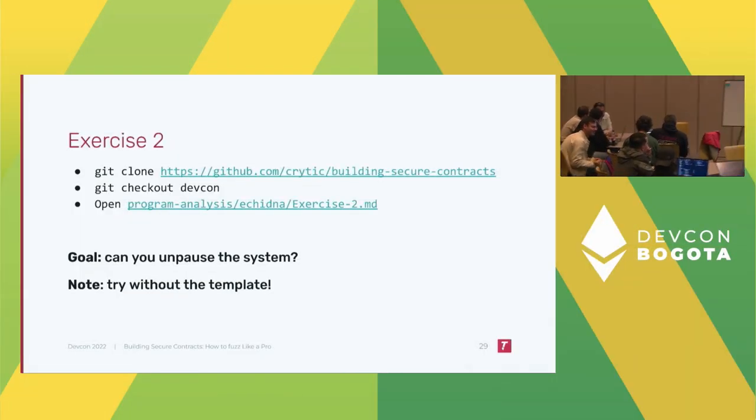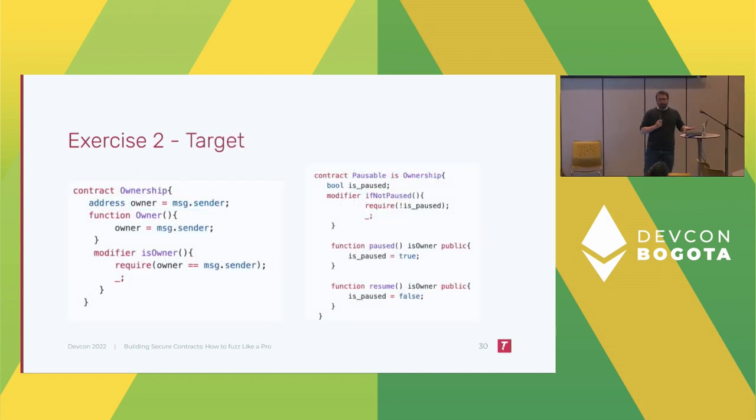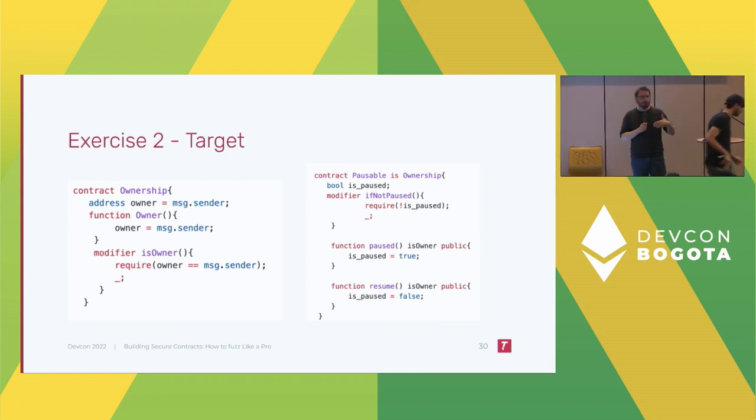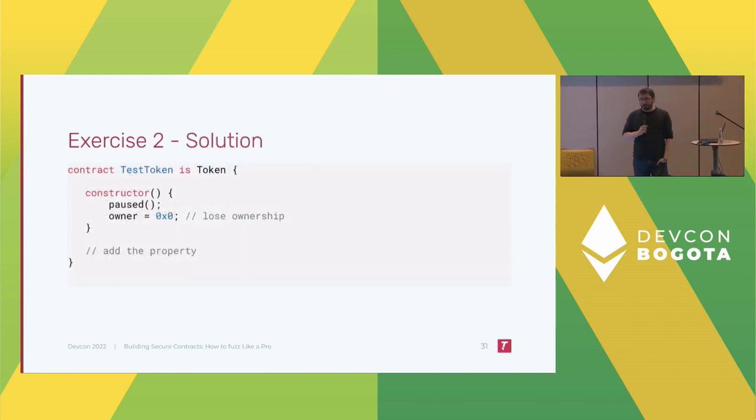I'm going to show the solution for the second one. It's the same target as for the first exercise, but here we are going to focus on the contracts that were inherited by the token. You have two contracts, Ownership and Pausable. Here you have a system where you have an owner, and you can pause or resume the contract. What we want to check is that if we drop the ownership and we pause the system, is it possible to unpause it? So here we have a bit of initialization to do, right? Because we want to drop the ownership and we want to pause the system. We are doing this in the constructor, so we are calling pause and owner. From no one, the system as a contract is deployed. It's paused, there is no owner.